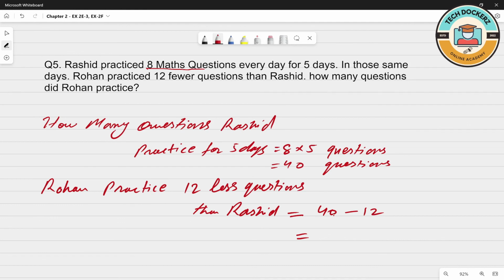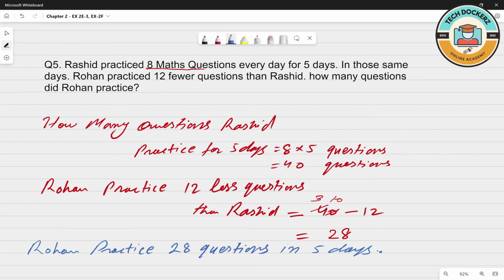Now we will do the subtraction as we do. We cannot subtract 2 from 0. We will borrow 1 from 4. So this 4 will become 3 and this 0 will become 10. So 10 minus 2, 8, and 3 minus 1, 2. So how many questions did Rohan practice? Rohan practiced 28 questions in 5 days.